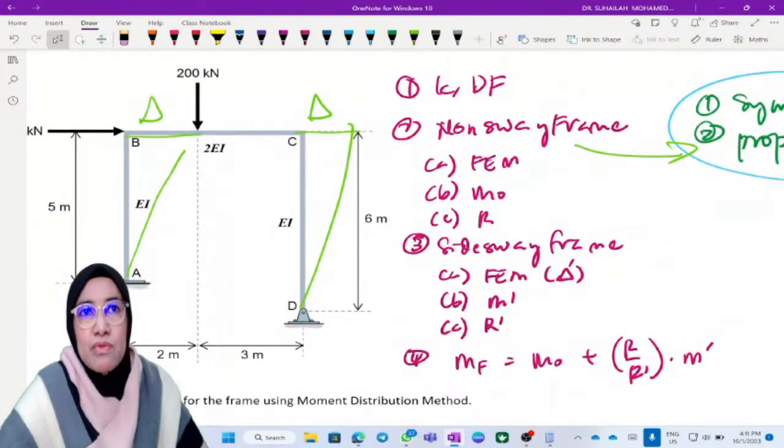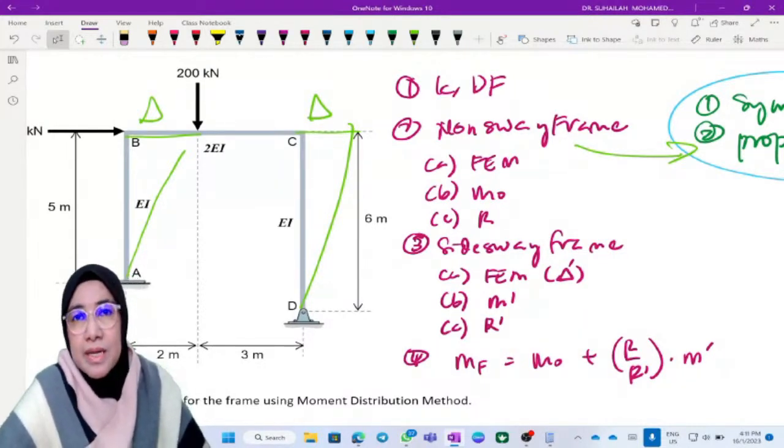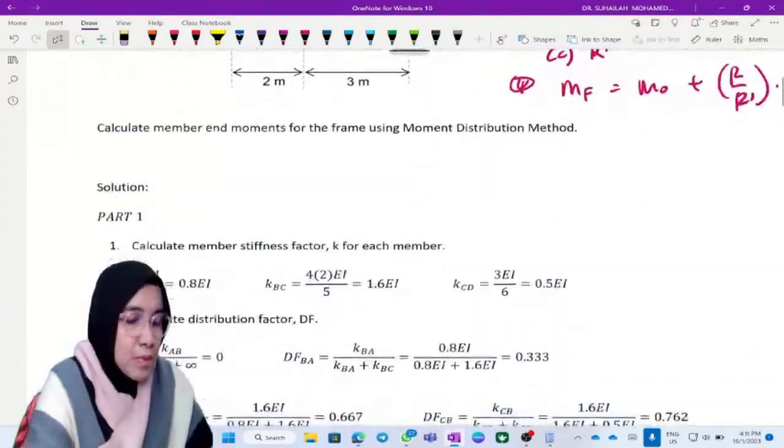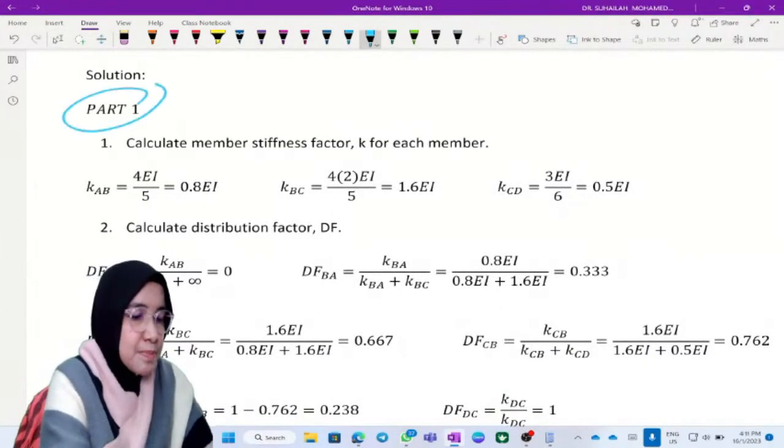In side sway frame, we have to remove all external loading. We just need to calculate due to delta only. But in this case, since the frame that we analyze in step number 2 is also an artificial frame, we have to add R prime. Due to R prime, it will produce delta prime, and the moment will be M prime. So that is why we have the correction factor. Step number one, label as part 1 here.